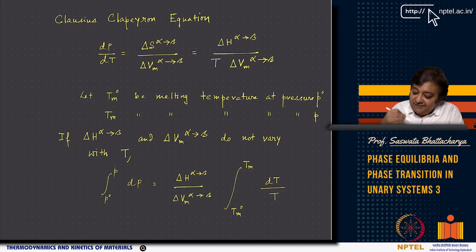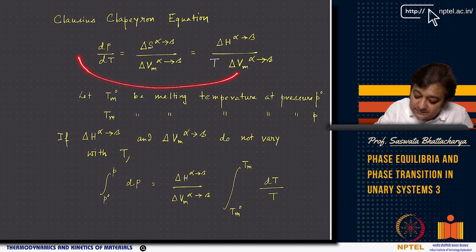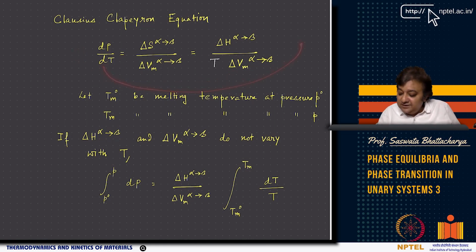But if I want to ignore for the time being this delta H alpha to beta and delta Vm alpha to beta as a function of temperature, the temperature dependence is ignored and we are assuming it to be constant, independent of temperature, then we can basically easily integrate this equation. So you have P0 to P dp, right? So basically this guy will come here with dp, and this guy will come there, and there is a T term that is there, so dT by T will be there, and you have this, right?